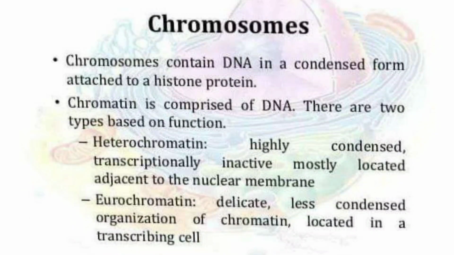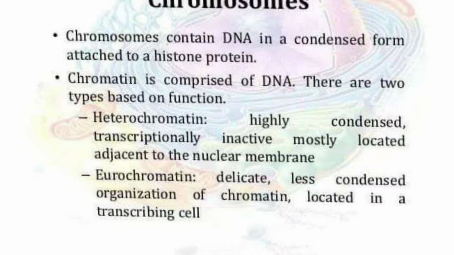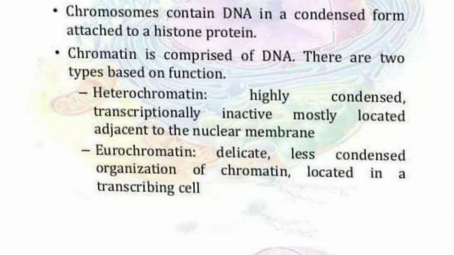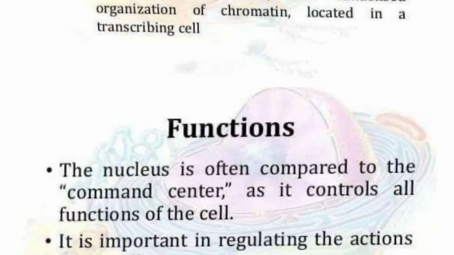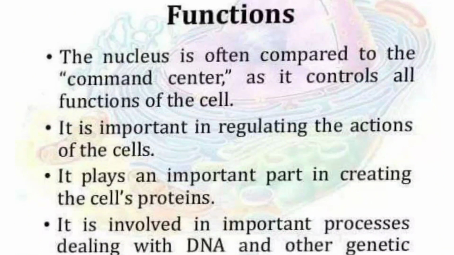Chromatin is comprised of DNA. There are two types based on function. Heterochromatin is highly condensed, transcriptionally inactive, and mostly located adjacent to the nuclear membrane. Euchromatin is a delicate, less condensed organization of chromatin located in transcribing cells. Function: the nucleus is often compared to the command center as it controls all functions of the cell.